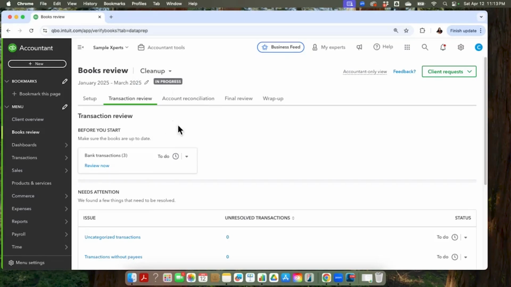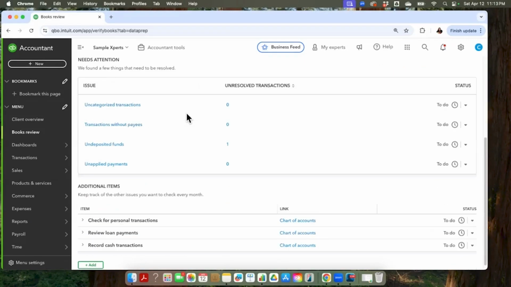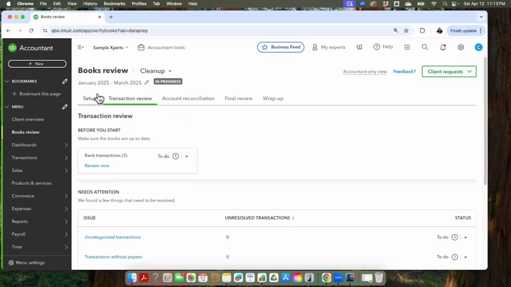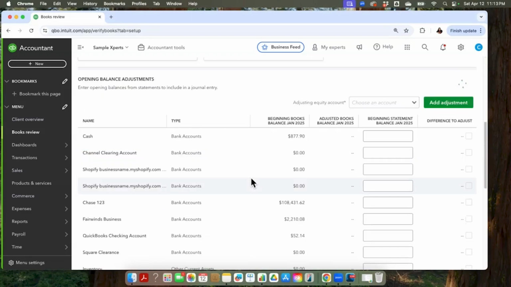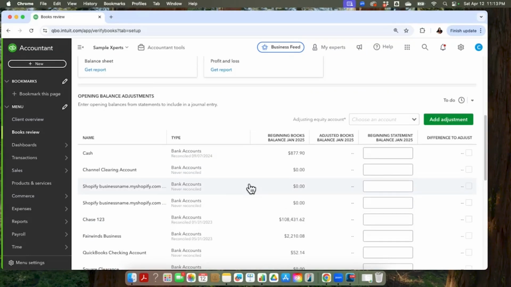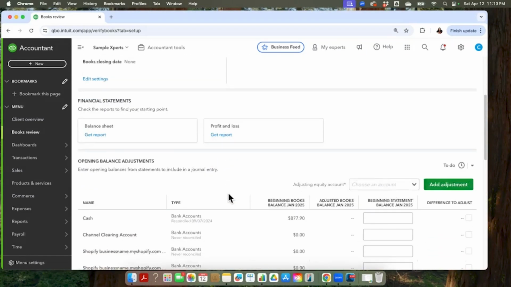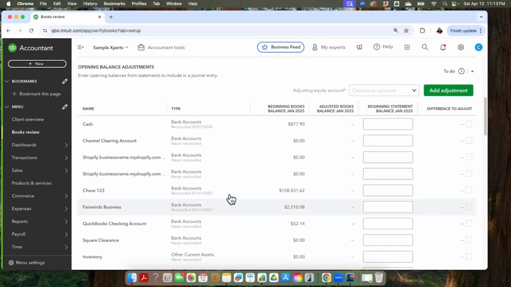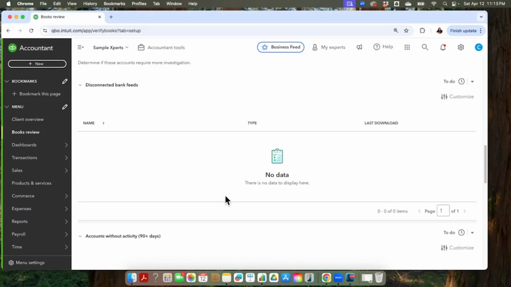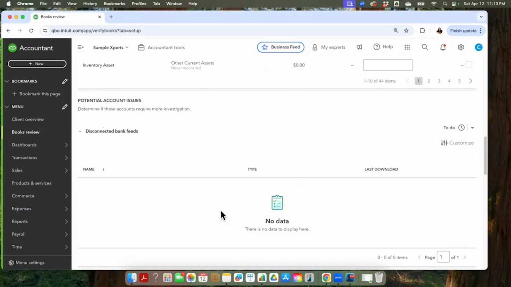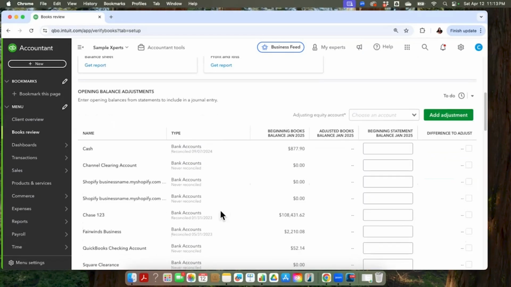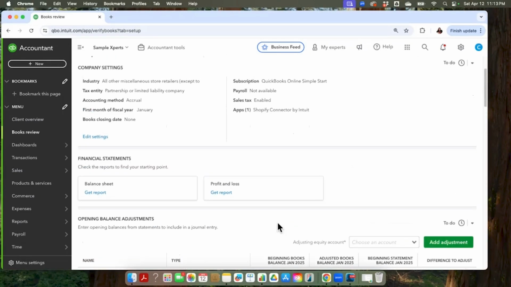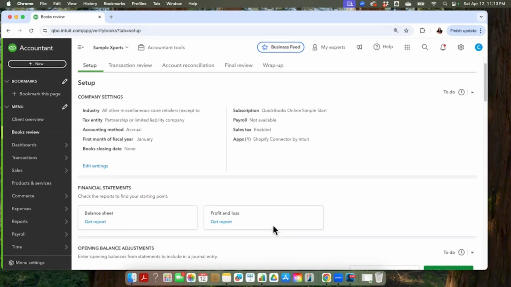If you're doing a cleanup, it's a little bit different on the first page, because it has a setup. It will make sure that all the accounts are correct. Now, it's going to ask you to do a journal entry. I do not recommend that. What I want to recommend to you is to make the corrections necessary, and to make sure that those numbers match whatever number is in the bank feed.